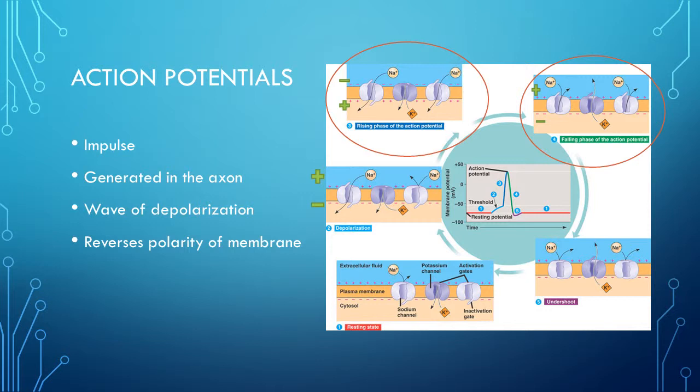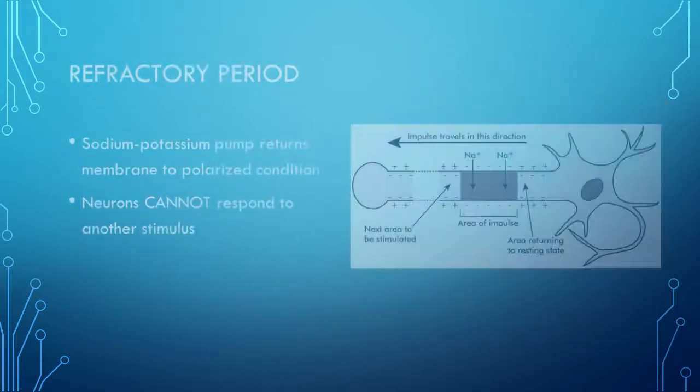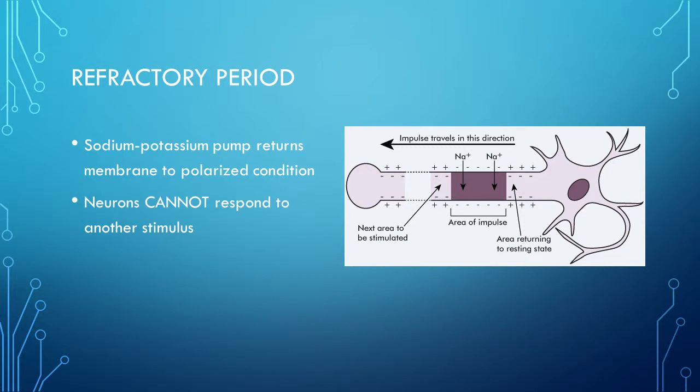In this diagram, the deactivation of the sodium channels is labeled as undershoot, but we're going to refer to it as the refractory period. The refractory period is when the sodium-potassium pump returns the membrane to its original polarized condition. It only lasts a few milliseconds, but during this time, the neuron cannot respond to another stimulus. It is put on hold.